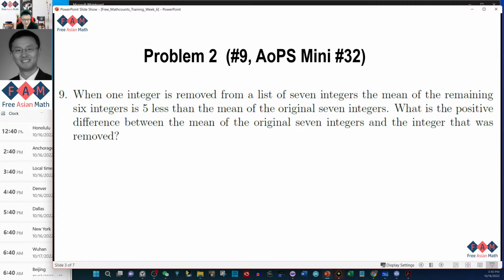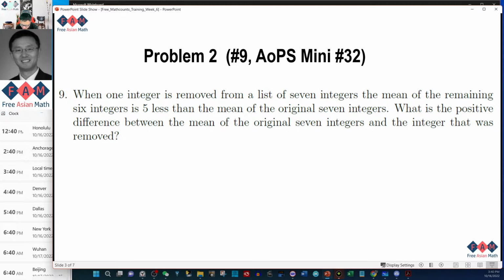Then if you remove one of them, there are 6 remaining, so you get a new average. But now this new average is 5 less than the original average of the 7 integers, which basically means that you removed a relatively large number within the original 7, so that the average went down, meaning that the removed number must be bigger than the original average. That's the only way you will bring the new average down, right? So this is a lot of words, but it's not that difficult to describe with mathematical expressions or equations.